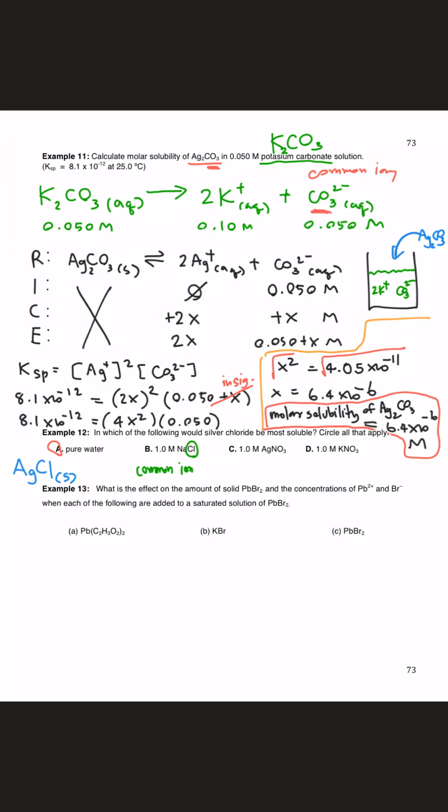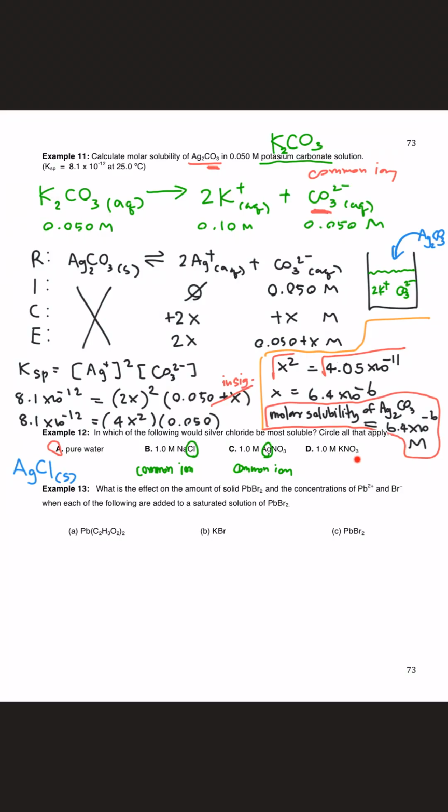Now let's take a look at choice C. Choice C contains silver nitrate. And again, the silver is the common ion in this case. Therefore, the common ion silver will suppress the solubility of silver chloride. Therefore, silver chloride would not be able to dissolve well in silver nitrate. So choice C would be incorrect. Now let's take a look at choice D.